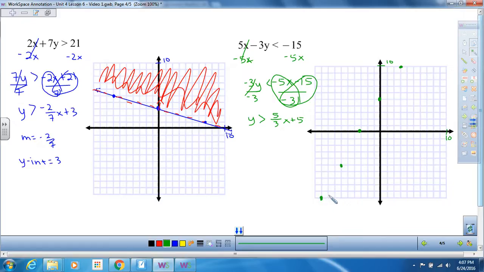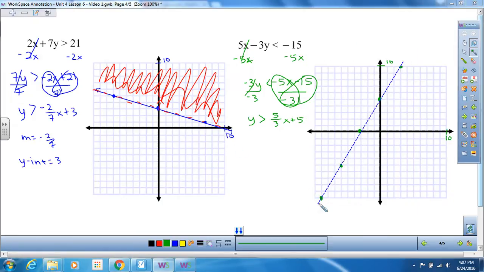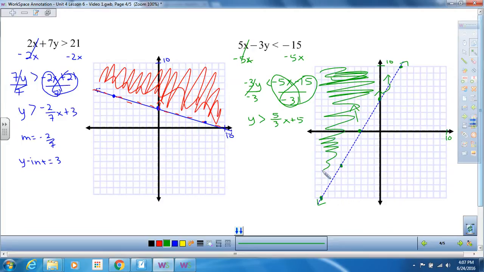Okay. This is going to be, again, a dashed line. There we go. Okay, put my arrows at the end. It's greater than. I look at what it is in slope-intercept form, not back here as standard, but slope-intercept. So I shade on the side that's above the y-intercept. So everything on this side of the line.